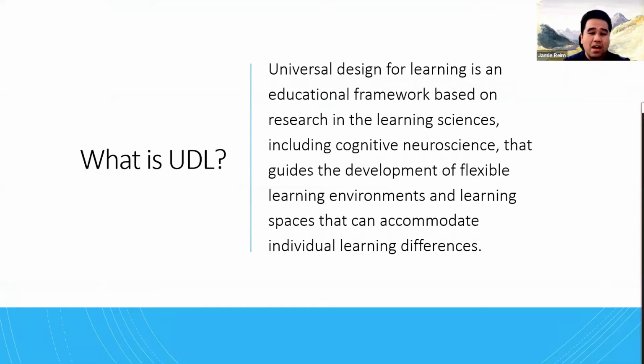What is UDL? UDL stands for Universal Design for Learning, and it is defined as an educational framework based on research in the learning sciences. It includes cognitive neurosciences that guide the development of flexible learning environments and learning spaces that can accommodate individual learning differences. UDL is a set of principles to provide structure to develop instructions to meet the diverse needs of learners. UDL is a way of thinking about teaching and learning that helps give all learners equal opportunity to succeed.